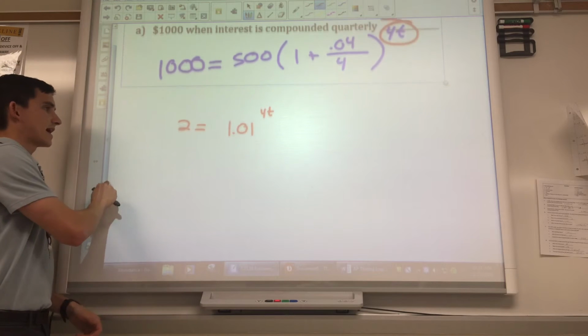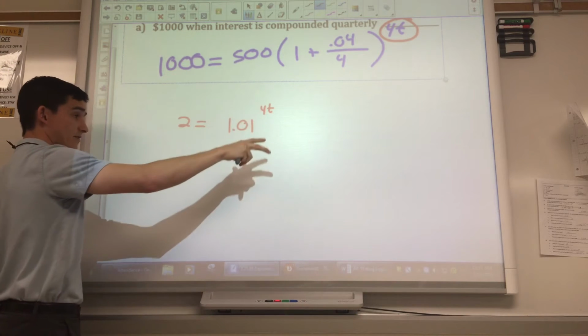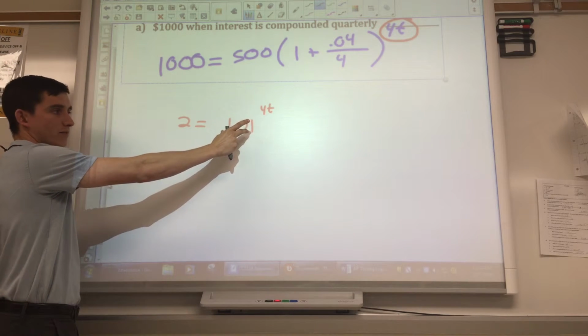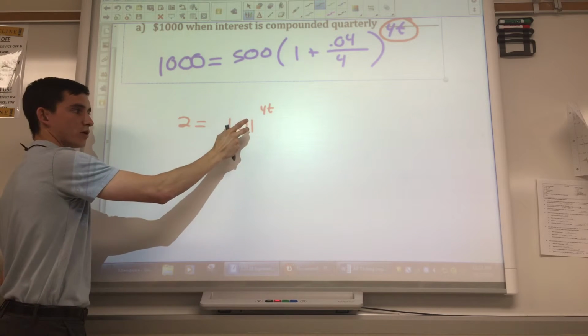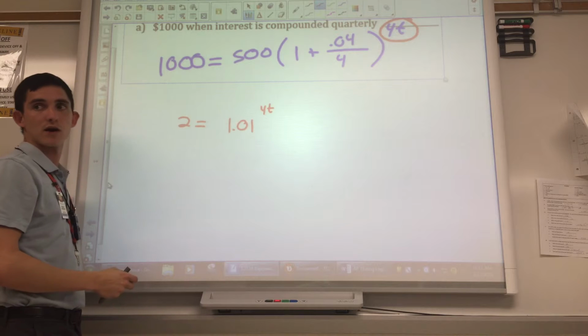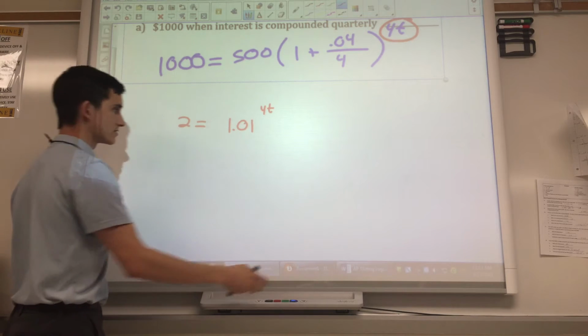Okay, now I pretty much have done everything I can do. I can't divide by 1.01 because this is not 1.01 times 4t. This is 1.01 to the 4t power, right? This is where I need to use logs.